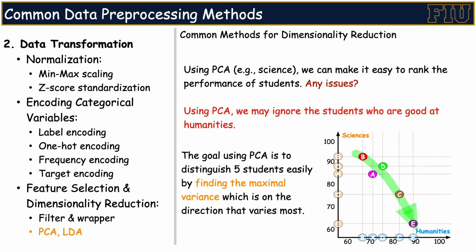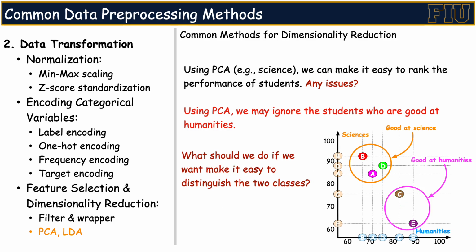Using PCA, we might end up ignoring the students who excel in humanities. It tends to focus on a single performance aspect, essentially ranking students based on that one area. However, if our goal is to classify students into 2 groups, one that excels in science and another that does well in humanities, the single piece of information provided by PCA isn't enough.